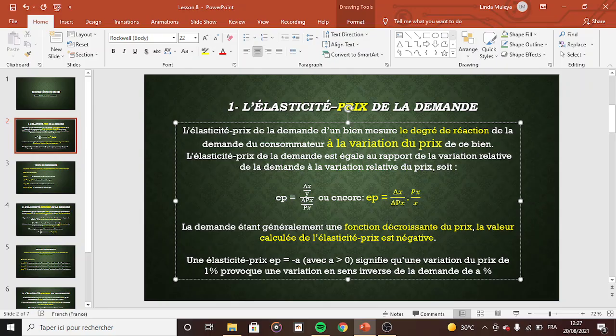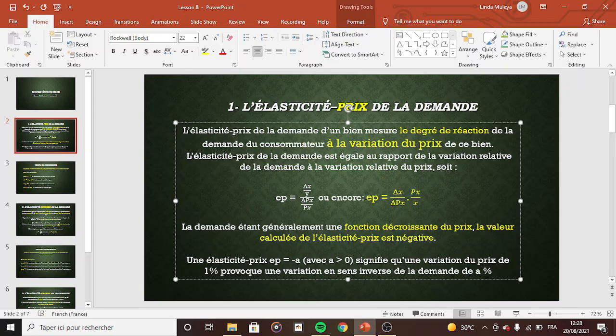Our third line here, la demande étant généralement une fonction décroissante du prix, la valeur calculée de l'élasticité prix est négative. So that's to say that whatever answer you find when calculating élasticité prix should be negative. If the value that you find is positive or nil, which is 0, that's to say, there definitely should be a problem with the calculations, and you need to go back.